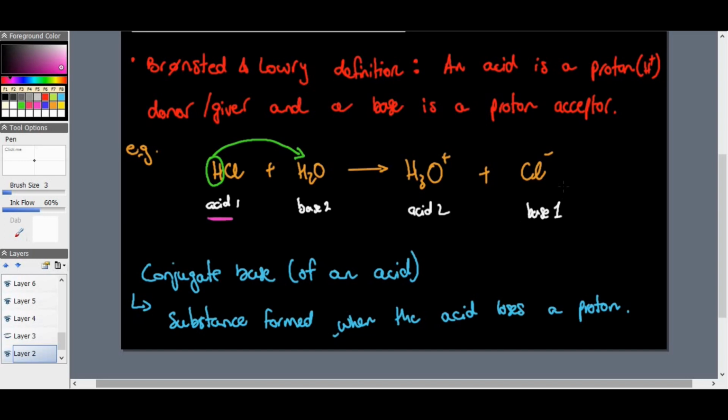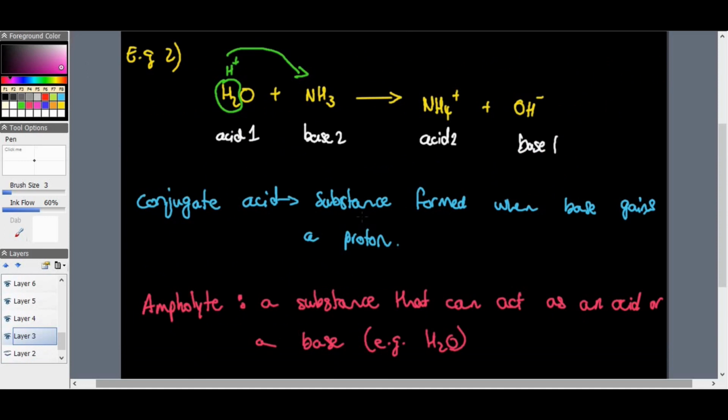So Cl minus. So now base 1 over here, this is your conjugate base. Okay? That's your conjugate base, because it's the conjugate base of an acid. In this case, it's as a result of HCl, hydrochloric acid, losing the proton. The next term is a conjugate acid. Now, the conjugate acid is the substance that's formed when the base gains or accepts a proton. In this case, our base was NH3, which is ammonia.